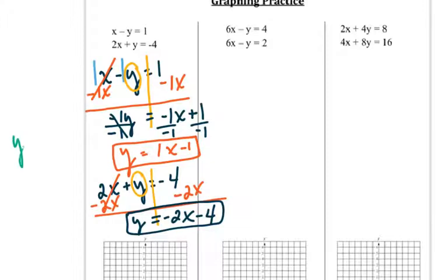So I'm going to rewrite these to the side because I need to move the screen. So y equals 1x minus 1, and y equals negative 2x minus 4.